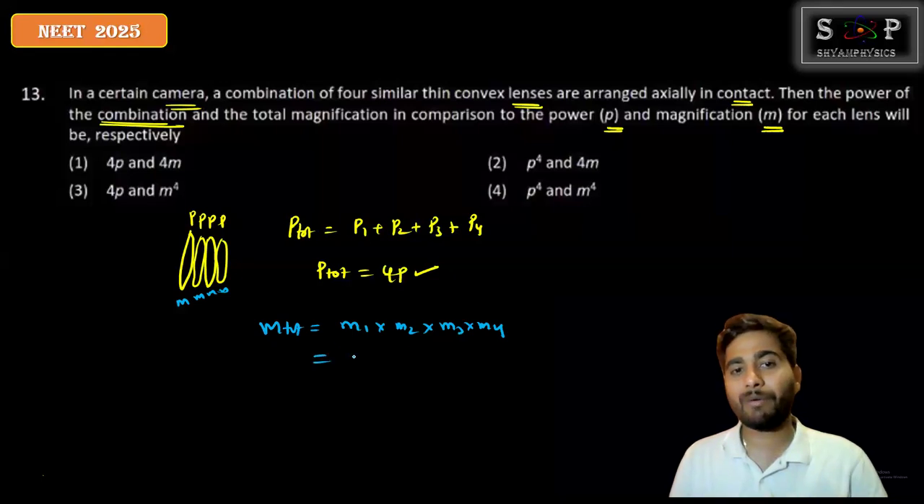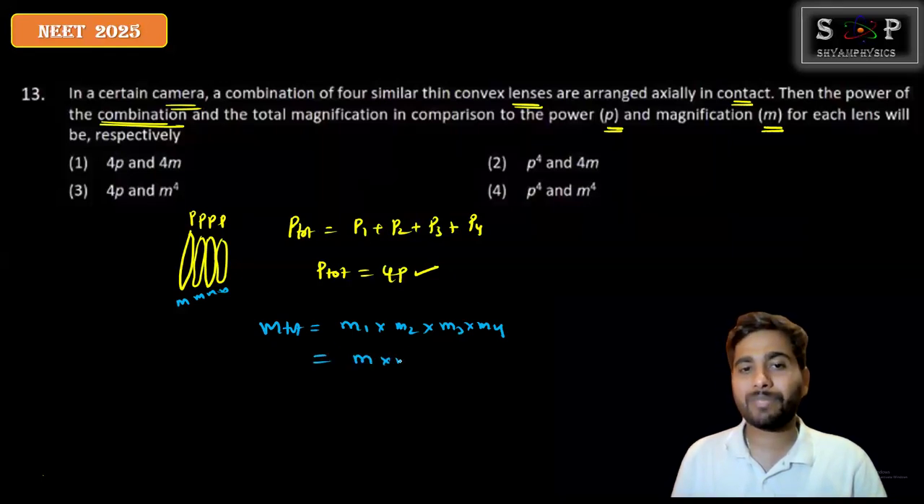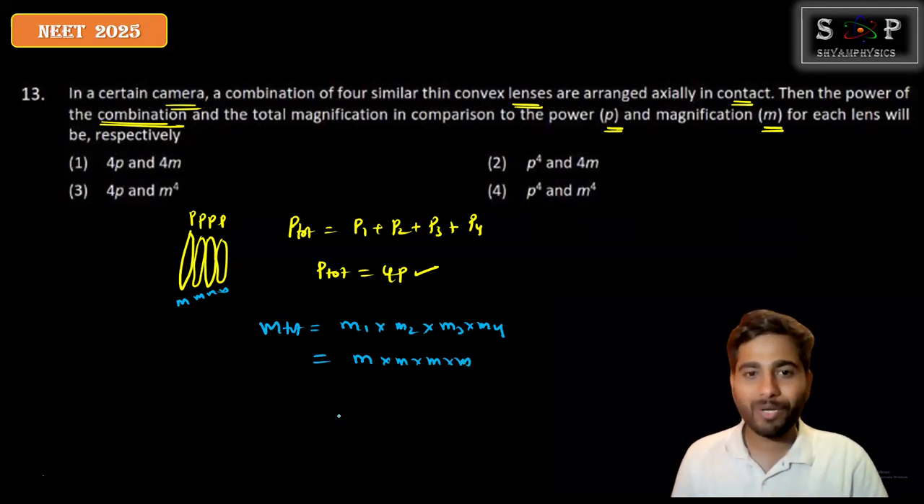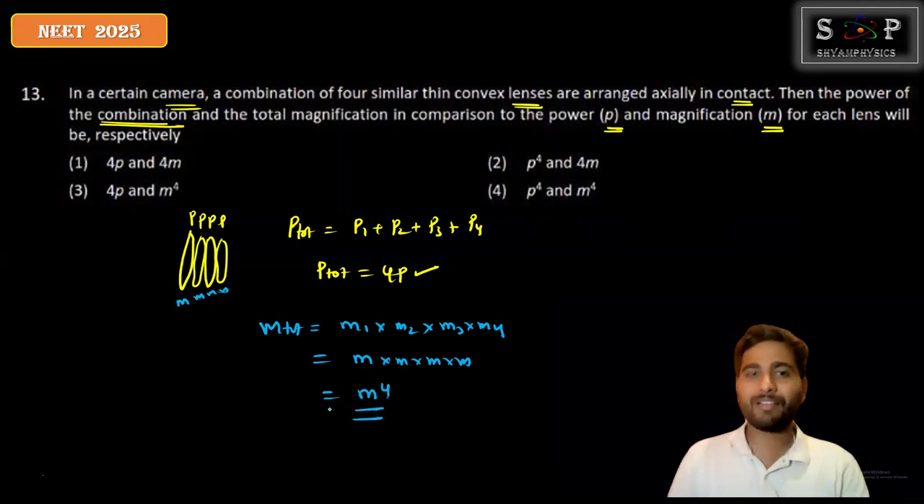After putting the value of M into M into M into M, try not to write 4M. This is not 4M. This is nothing but M to the power 4. So the correct option is option.